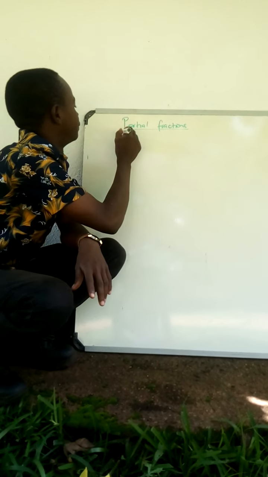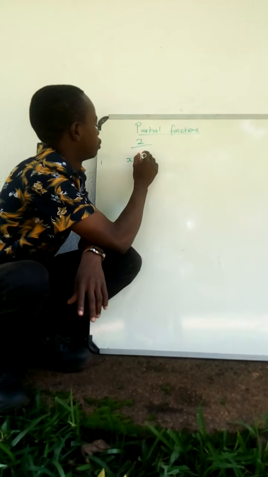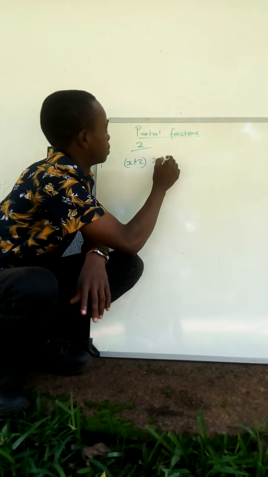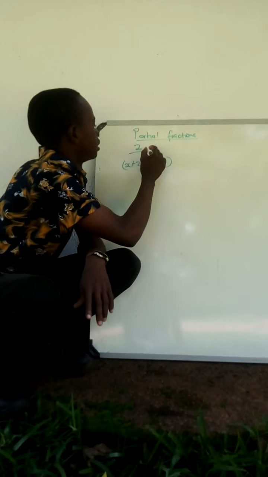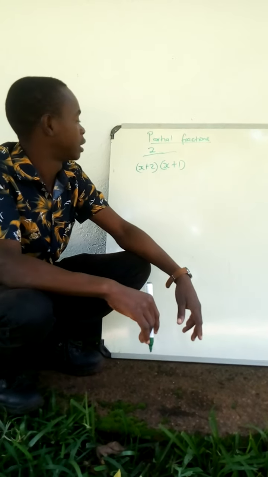For example, 2 over (x plus 2)(x plus 1). This is a single fraction and can be split into two fractions.